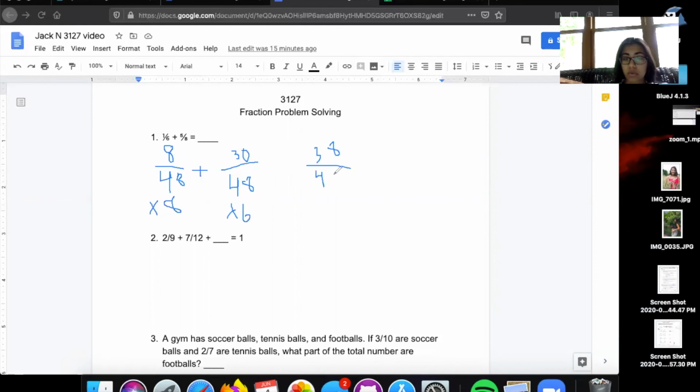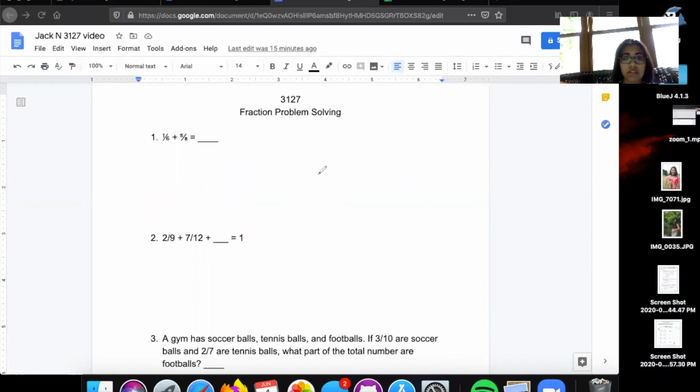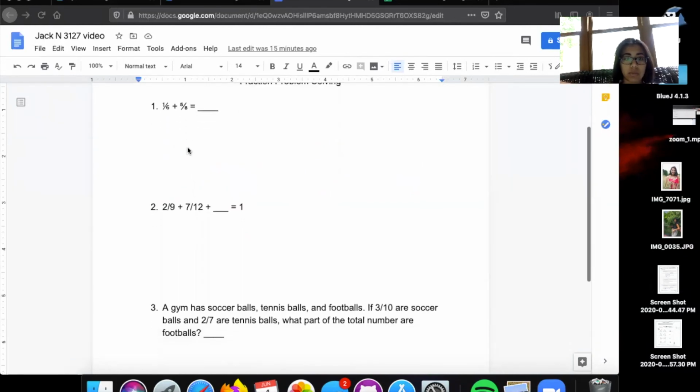Now, these are both even numbers, so we can divide them both by 2, which would get us to 19 over 24. And that would be your final answer if they ask you to simplify it. If you don't have to simplify it, 38 over 48 works perfectly as well. Okay, so that was just kind of a recap of what we did today. So I'm going to scroll down a little bit so we can work on the second problem.